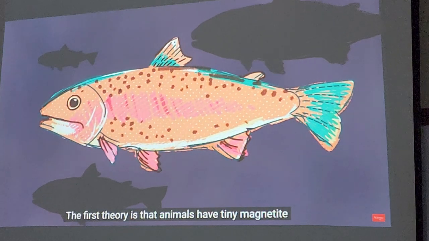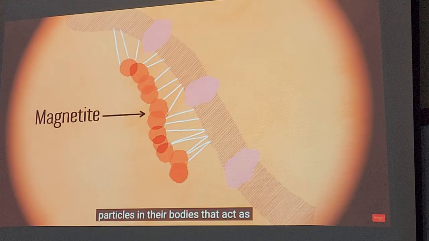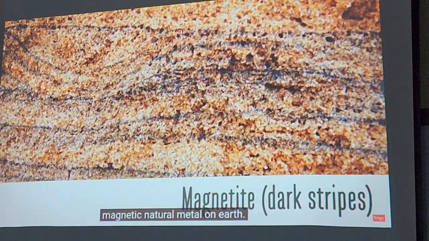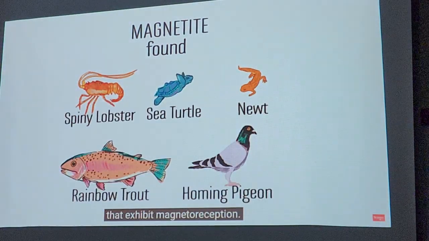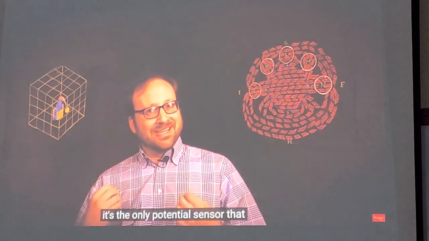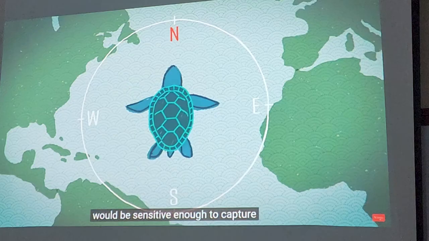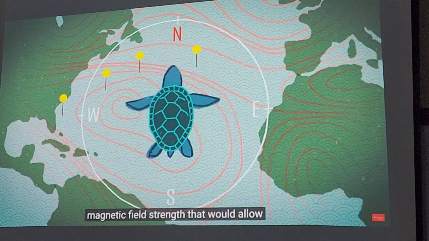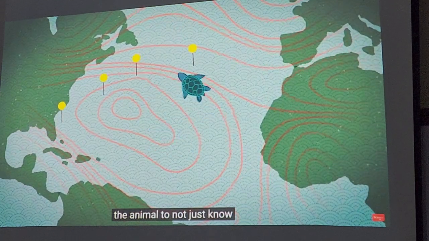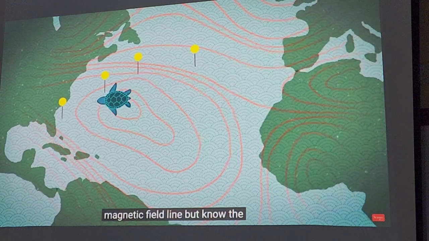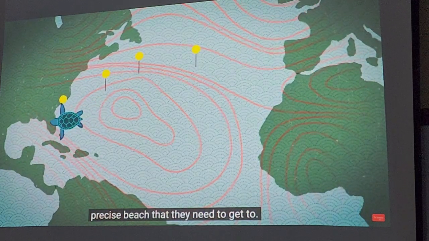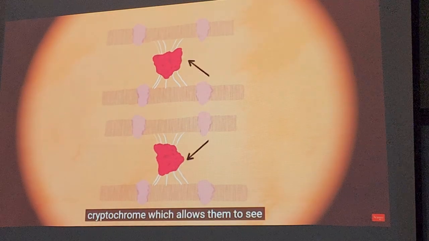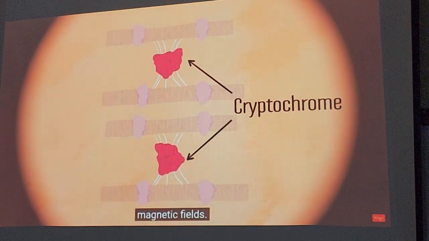The first theory is that animals have tiny magnetizing particles in their bodies that act as magnetic receptors. Magnetite is the most magnetic natural metal on Earth. It's been found in many animals that exhibit magnetoreception. And it's thought to be the only potential sensor sensitive enough to capture these incredibly tiny variations in magnetic field strength, that would allow the animal to not just know whether they're going north or south along the magnetic field line, but know the precise beach they need to get to. The other theory is that animals possess a protein in their eyes called cryptochrome, which allows them to see magnetic fields.